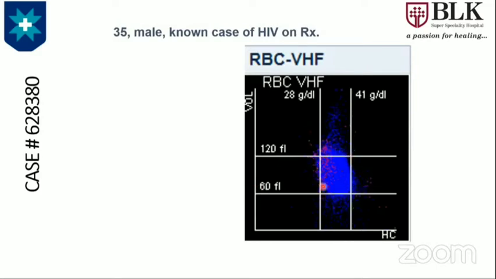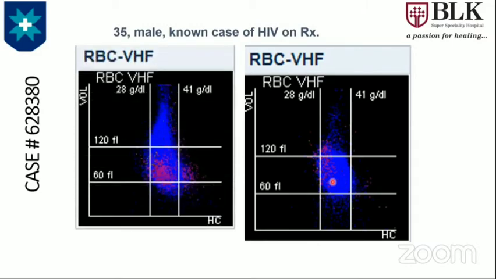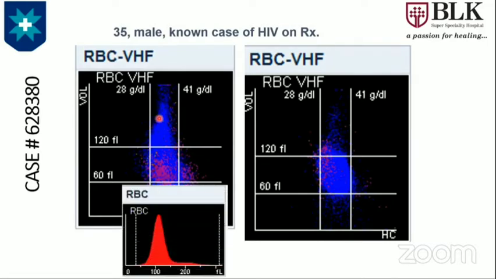If you see this particular plot, you're seeing the red cells which are right in the center of the plot. Compared to this, you have a very distinct population of red cells which are having a higher volume, and these are nothing but macrocytes. And again, when you see the RBC histogram, there is a very distinct shift to the right on the histogram itself, clearly indicating that you have macrocytes.